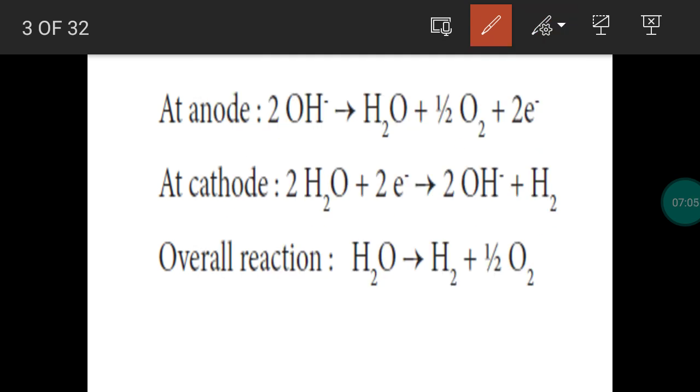So I repeat once again, we construct an electrolytic cell with an iron cathode, a nickel anode, and an electrolytic solution of water with a trace amount of acid or base. Instead of that, you can take an aqueous solution of sodium hydroxide or potassium hydroxide. At the anode, there will be oxidation. At the cathode, there will be a reduction process.